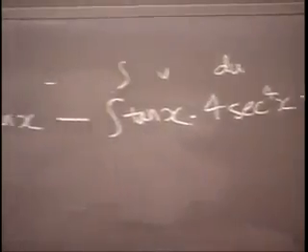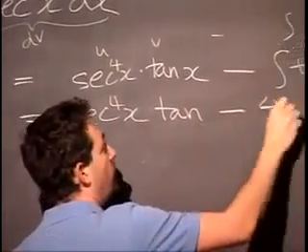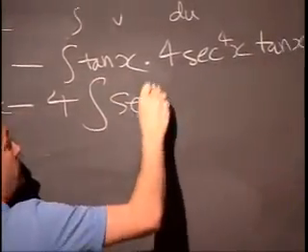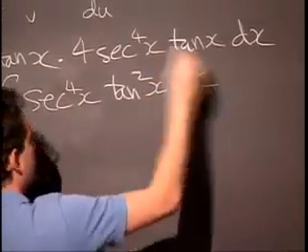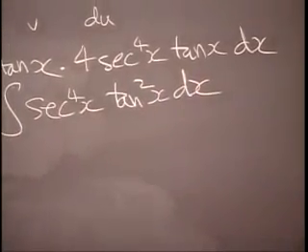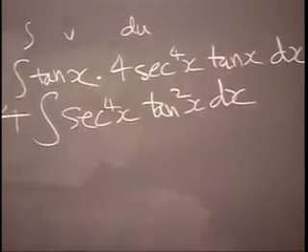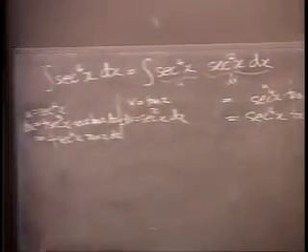Okay, let's just write this as secant to the 4th x tan x minus 4 integral secant to the 4th x tan squared x dx. Now, if you've remembered things up this far, the only thing you really needed to remember was steal secant squared and integrate by parts. The rest took care of itself.